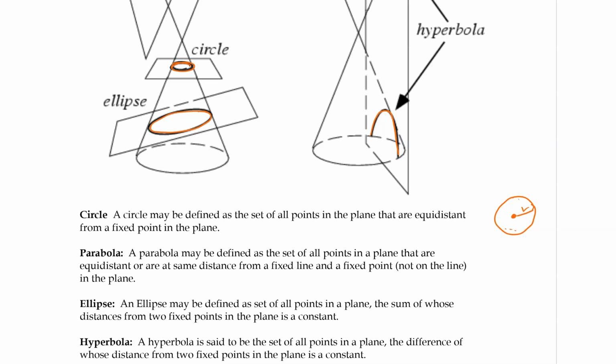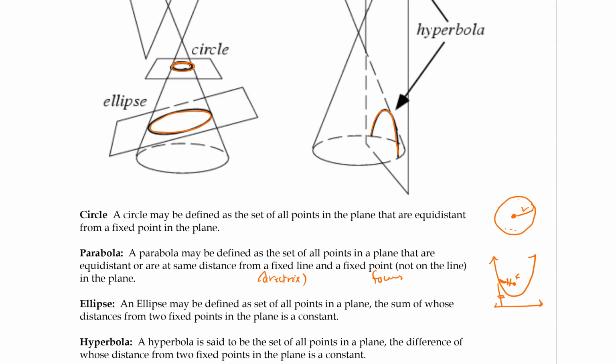Next is a parabola. A parabola may be defined as the set of all points in a plane that are equidistant, or the same distance, from a fixed line, and by the way, that fixed line is called a directrix, and a point which is the focus. So here's our parabola, you would have a directrix right here, and here's your focus, and if I have a point here, it's the same distance away from the focus as from the line here. I do not have good drawing ability on this, but that's the idea behind it.